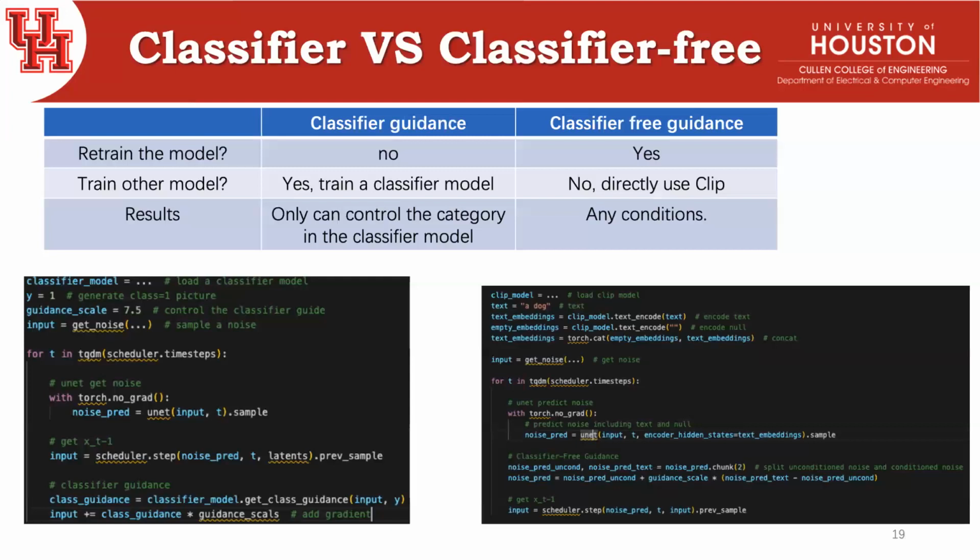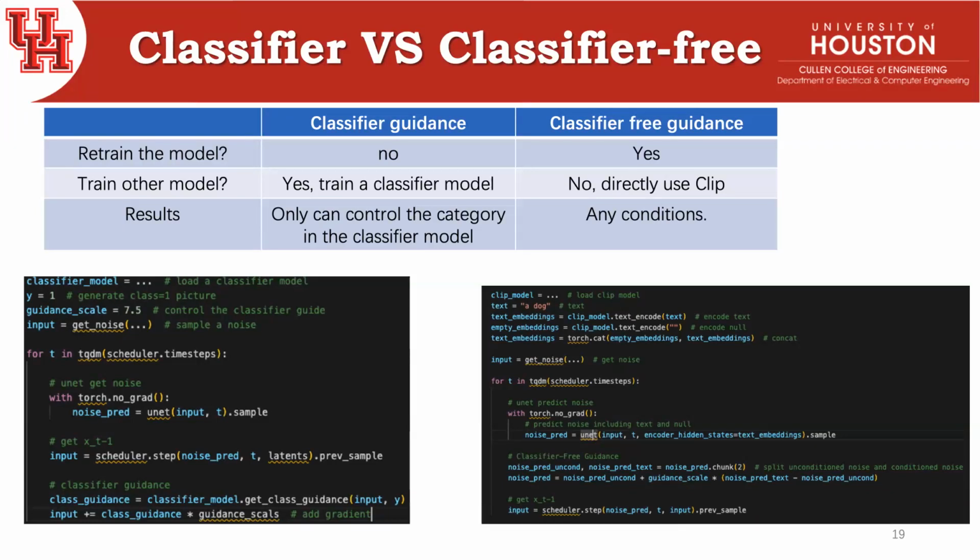So between classifier guidance and classifier-free guidance, there are some differences. For classifier guidance, you do not retrain the diffusion model. You just need to train a classifier model, like one that classifies pictures as a dog or a cat.